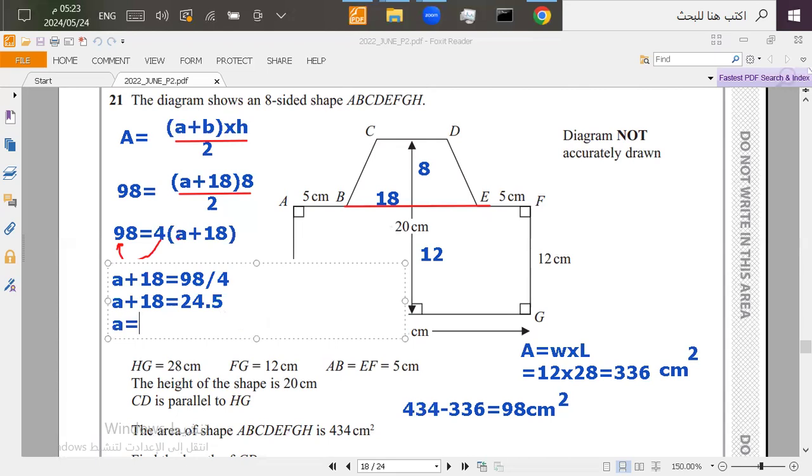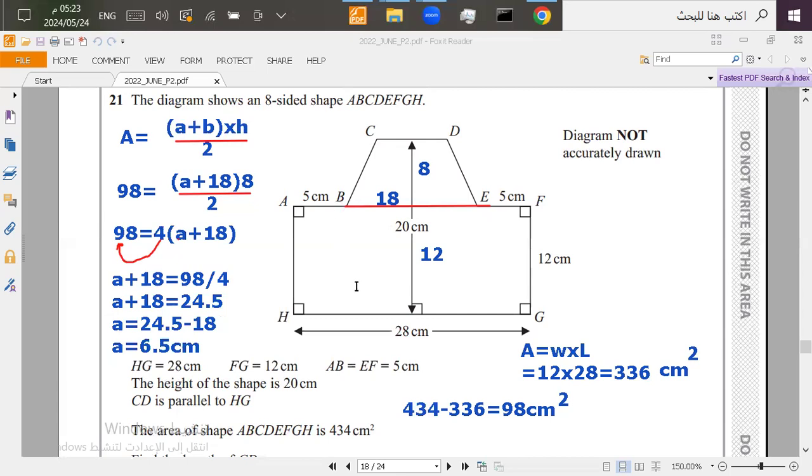So A equals 24.5 minus 18. And then I subtract them from each other to get the answer that I want. So 24.5 minus 18 equals 6.5. And this is the length of CD. So it equals 6.5 centimeters. And this is how you answer a question like this.